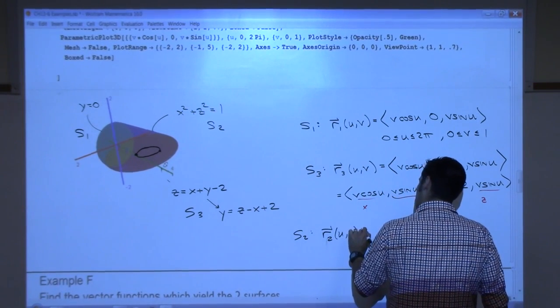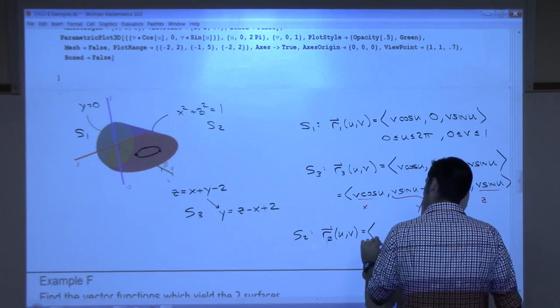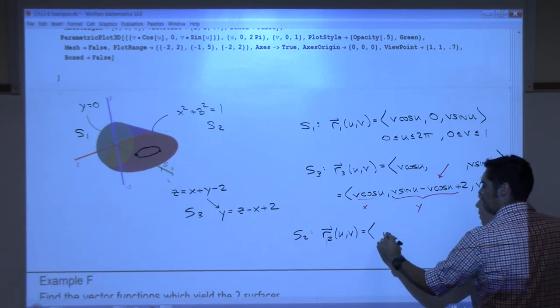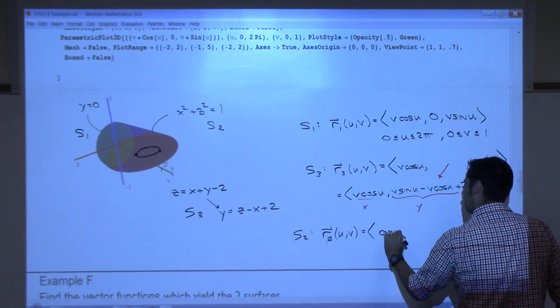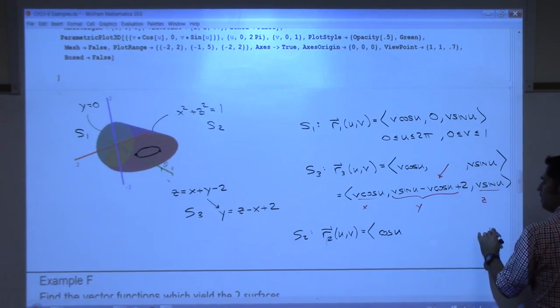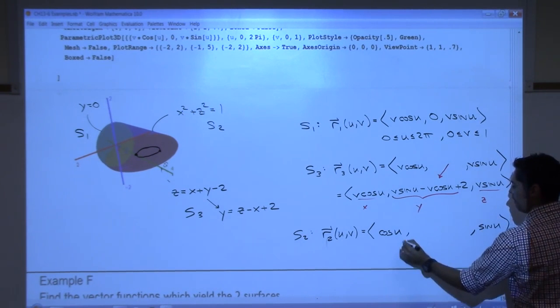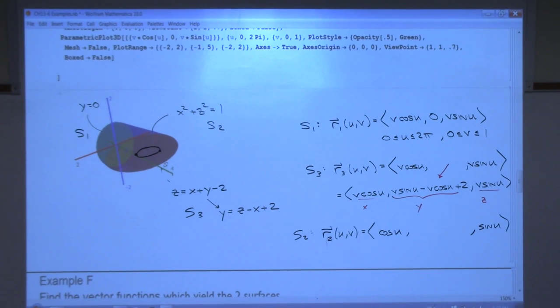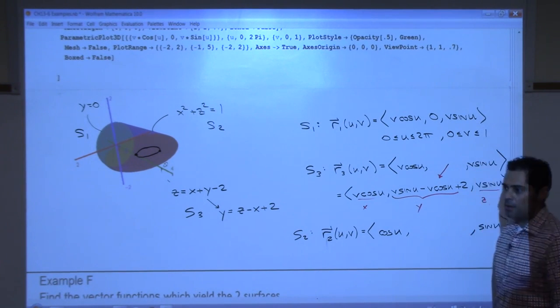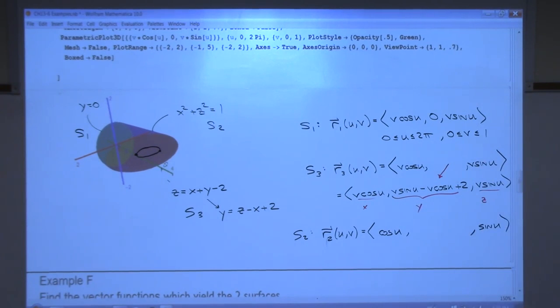So what are you suggesting? Cosine U. The Z being sine U. This is the hardest part right here. This is the hardest part. Can you do V and set the 0 to the equation? Exactly, perfect. That's the way we do it.